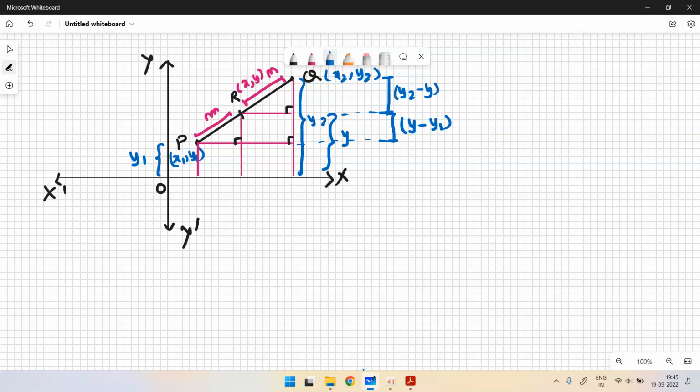Same thing I'm doing for this down direction. Not this whole length. From here to here, this length is y2, and this much is given to be y, which implies that this length is y2 minus y, and this much length is given to be y1. This is for point P, which implies that this length from here to here is given by y minus y1.